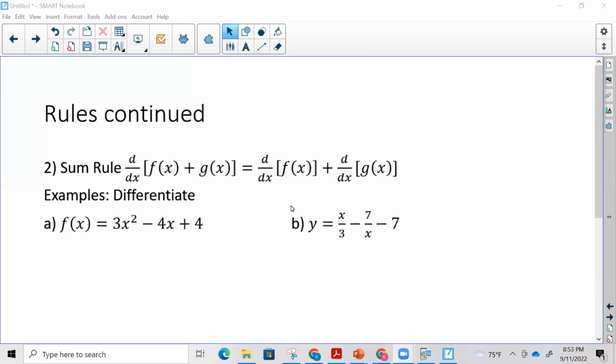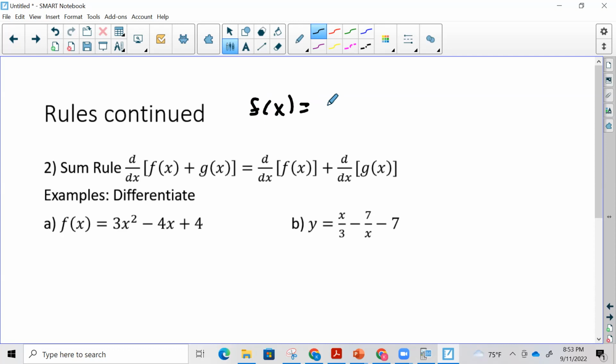The second rule we're going to look at is the sum or difference rule. We can take the derivative of multiple terms by just applying the power rule to each term individually. Again, as long as it fits the power rule, where it's in that format of a x to the n, or we can get it into that format, then we can take the derivative of every single term.